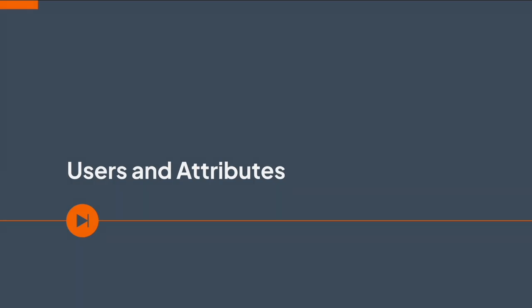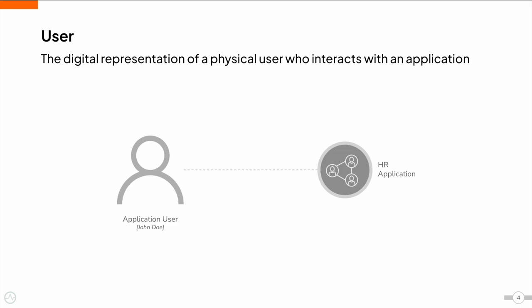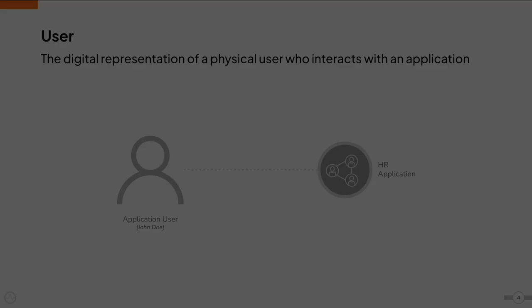Now that you have learned why we need user management, let's learn what users and attributes are. A user is a digital representation of a physical user or an entity that requires access to applications or resources. For example, John Doe is a physical user who creates a user account to access an HR application, an accounting application, and a sales application. In day-to-day life, we have many such user accounts to manage.